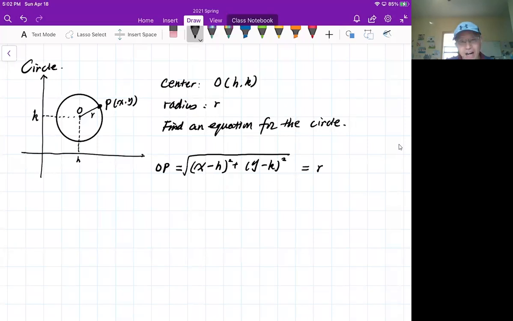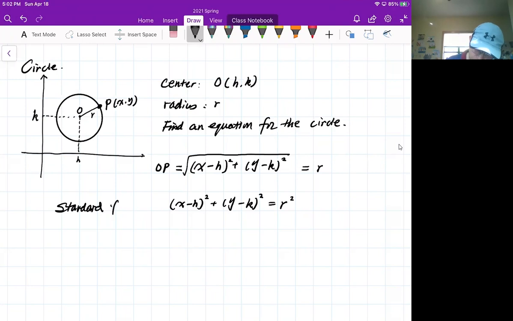Excellent. And now I square both sides. I can have X minus H, squared, and Y minus K, squared, and that's equal to R squared. And that is our formula. It's called the standard formula, or standard form, for a circle, right?